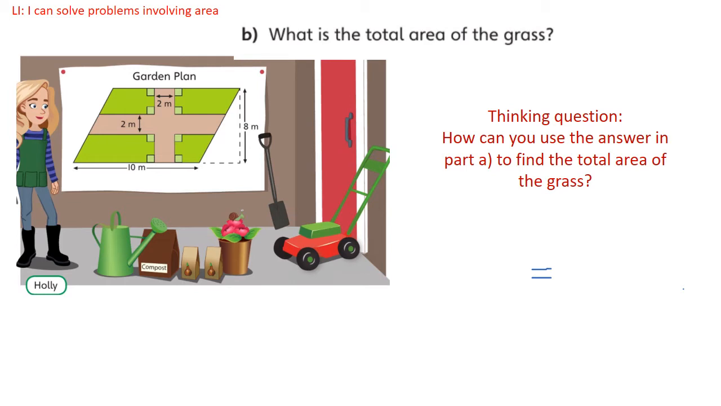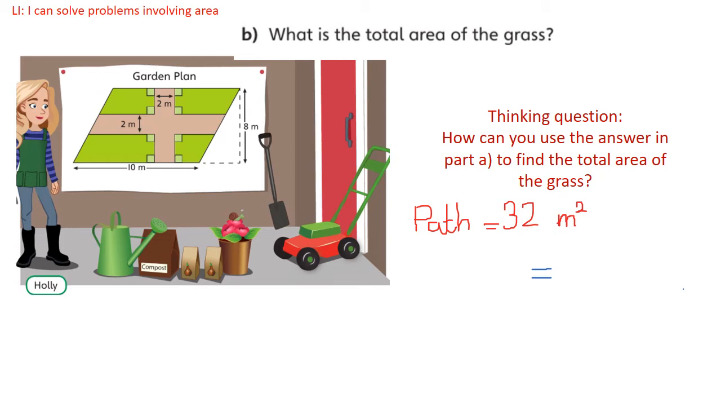Okay, let's look at this next problem. It's the same garden, but this time we want to know the total area of the grass. Right, what do we know so far? We know that the path is 32 meters squared. We also know that the garden itself is a parallelogram.